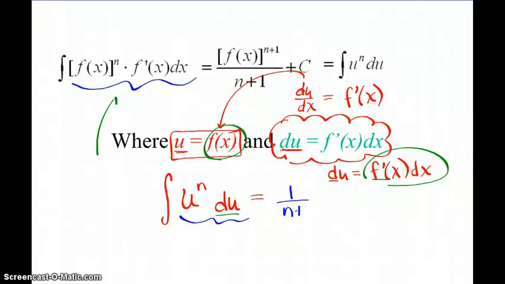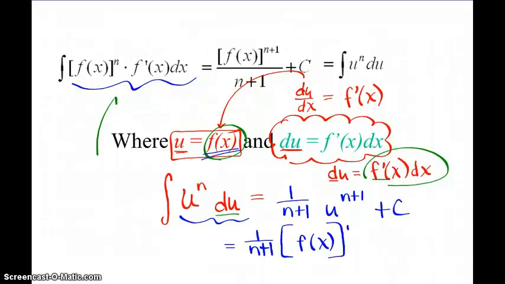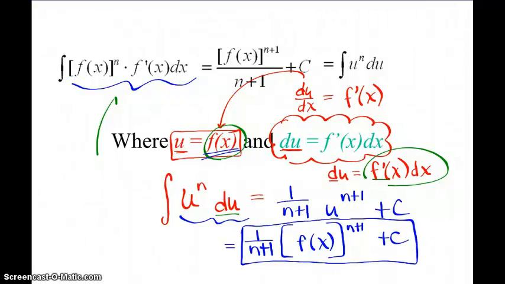That's 1 over n plus 1, u to the n plus 1, plus c. And I'm going to finally substitute back into the terms of the original variable. So that's 1 over n plus 1, f of x to the n plus 1 plus c. And that should look familiar. We just had that written on the last slide. And this is where that comes from. Again, I don't so much want you to memorize this as to internalize the process. And we'll do some examples so you'll see exactly what the process is.